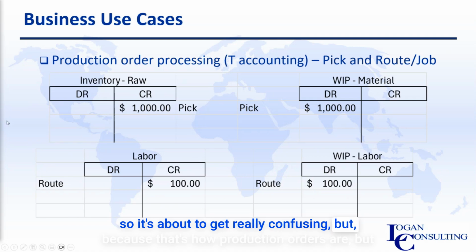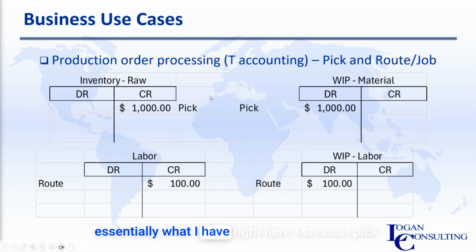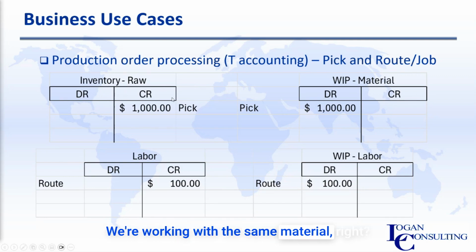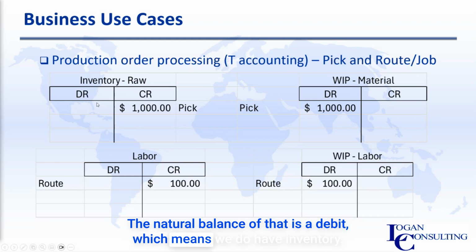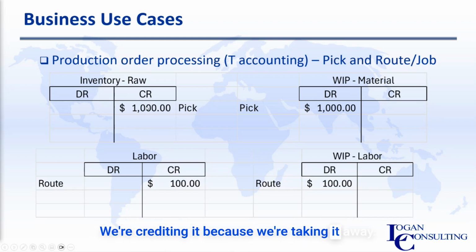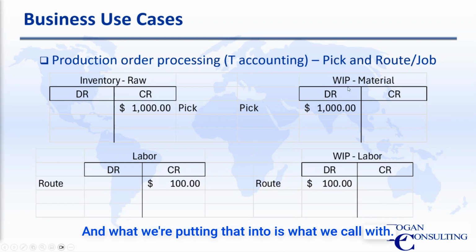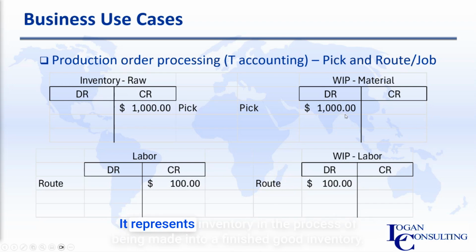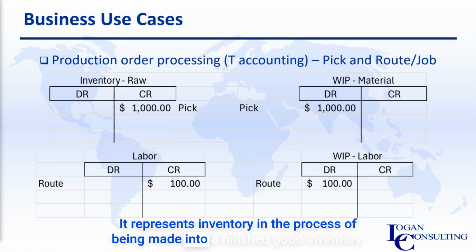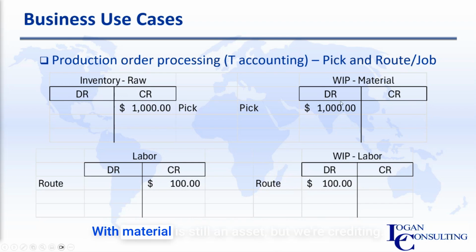And then this will give us our financial end to the production order. It's about to get really confusing, but that's how production orders are. Essentially, the first two accounts here are our picks. Working with the same material, we have raw material that was 1,000. So we're picking that raw material, crediting that inventory raw material account, because the natural balance of that is a debit, which means we do have inventory. We're crediting it because we're taking it away. What we're putting it into is what we call WIP. It's usually classified as an asset on the balance sheet because technically it represents inventory in the process of being made into finished good inventory. WIP material is still an asset, and we're crediting and debiting, so we're in balance here.